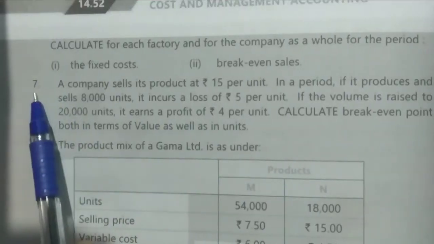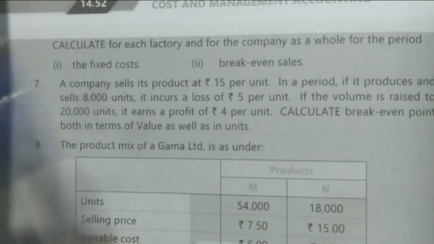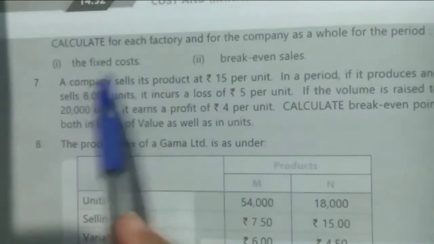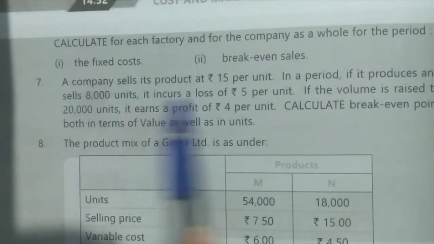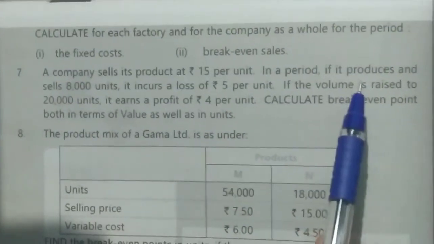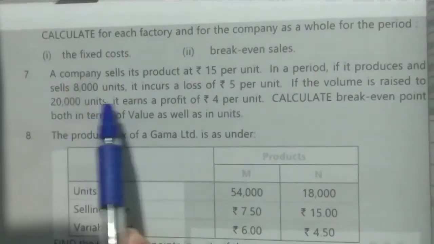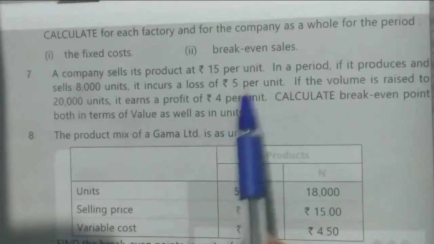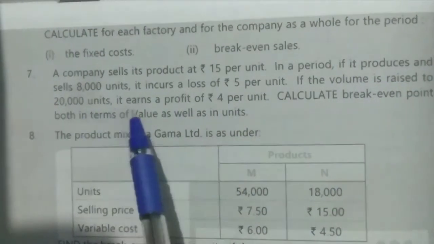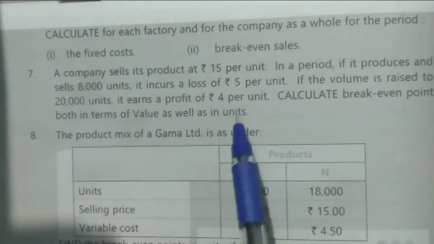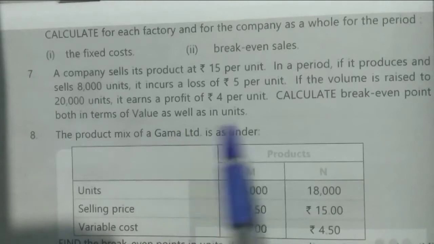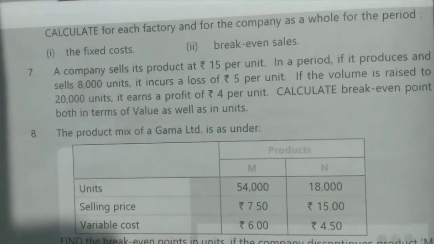So this is illustration 7, basically in the practical part questions which come after the chapter of marginal costing. A company sells its product at rupees 15 per unit in a period. If it produces and sells 8,000 units, it incurs a loss of rupees 5 per unit. If the volume is raised to 20,000 units, it earns a profit of 4 per unit. Calculate the BEP both in terms of value as well as in units. Chalo, let's do that.